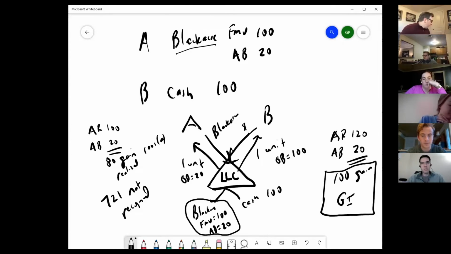So 50 of gain to each of A and B. And that would be the case if this were an S corporation. There's no nuance in the S corp, it's simple. But in partnership, we try to be more precise.